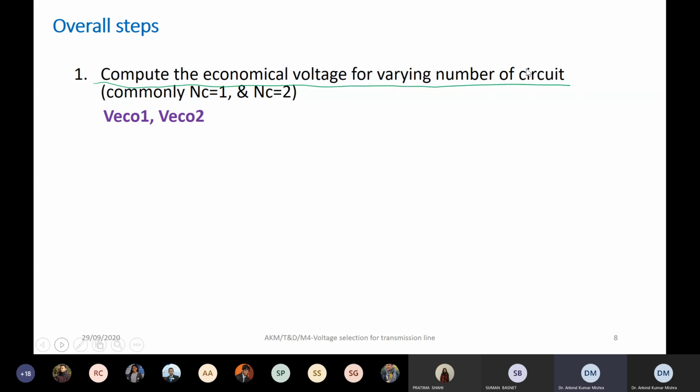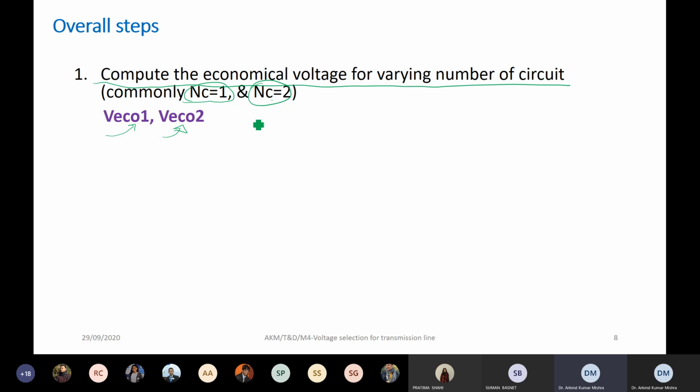So the next job, in the overall steps for the voltage selection, is to first compute the economical voltage for a varying number of circuits. The number of circuits could in general be even 3 or 4, but the most common is either single circuit or double circuit. So just in the beginning you can start with these two.